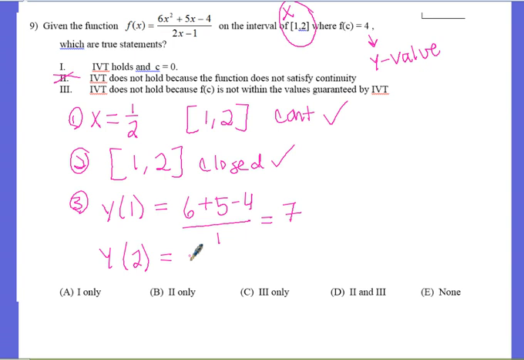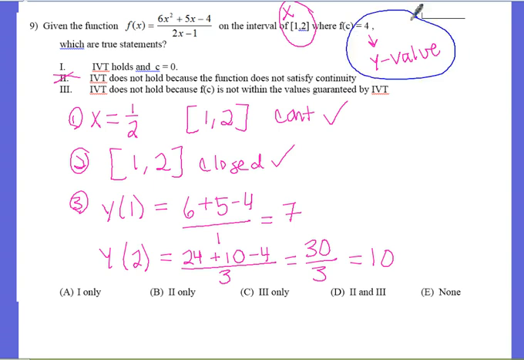6 times 4 is 24, plus 5 times 2, and then minus 4, all over 4 minus 1 is 3. So I get 30 over 3, which is 10. And then the next piece is, now that I know the y values, I have to check if this y value is guaranteed by the range.